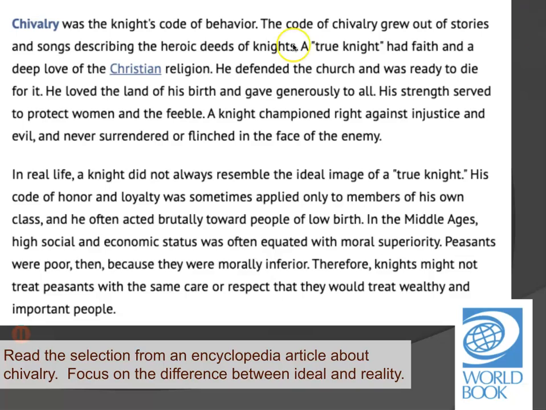And so what you can notice is the first paragraph looks at the ideal. This is what they said chivalry would be. This is what we remember. This is how they wanted it to be considered. That it was a lot about faith and Christianity and generosity and honor. But the reality was different, and that they often only followed those rules when they were engaged with other people of their own social class.